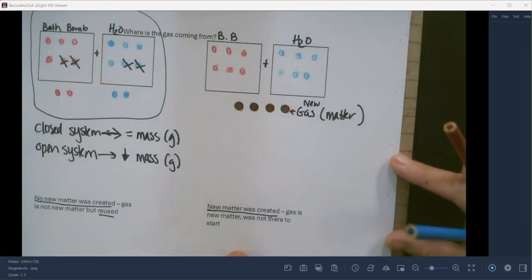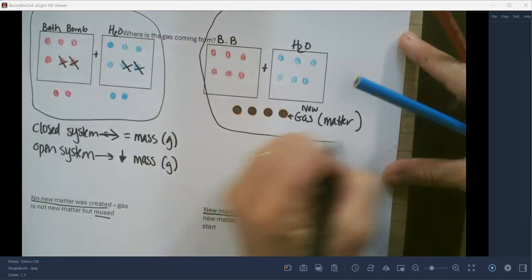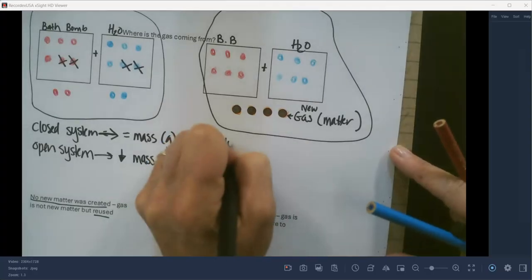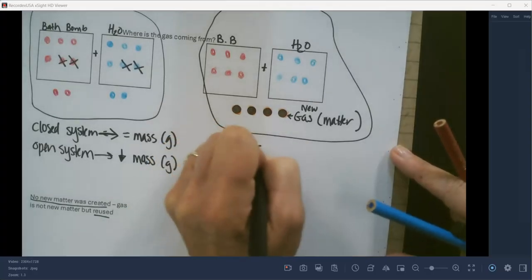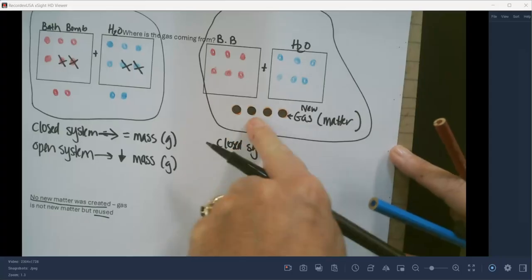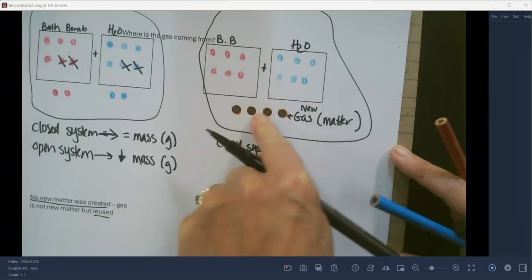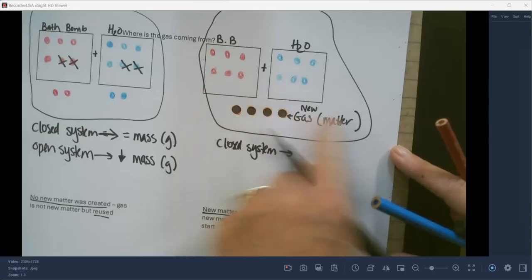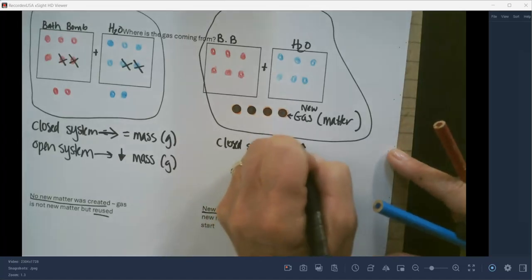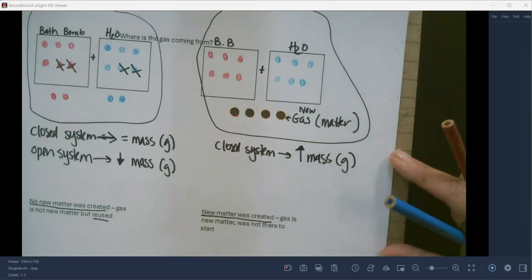Okay, so if that's the case, we have our plastic water bottle, one more time, in a closed system. So in the closed system, if we have added this new matter, we've added this gas, it was created, and we added it to the system, well, we should have more matter, and matter is made of mass. So in this case, we should see an increase of mass in the closed system.